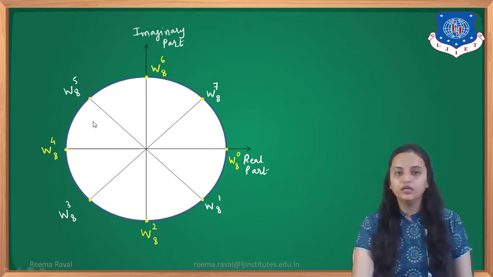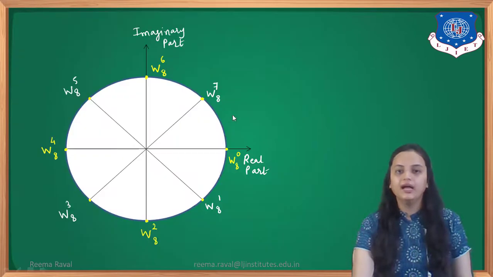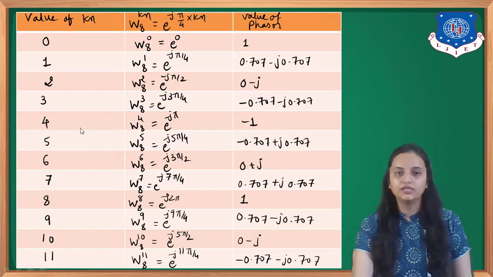Now as you can see over here, there are 8 points on the circle. We have taken 8 points because we are considering the 8-point DFT. Now what exactly does the cyclic property say? Whatever the values on the circle points are, the exactly crossed values, that means the exactly opposite values, are the negative of the opposite one. As you can see over here, W80 value is 1, and its crossed value, W84, will be exactly opposite to that.